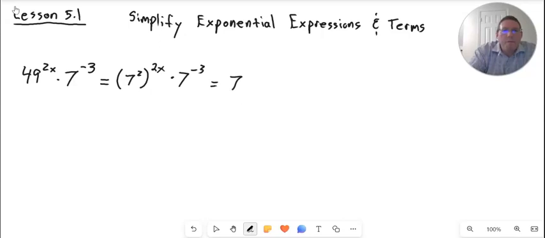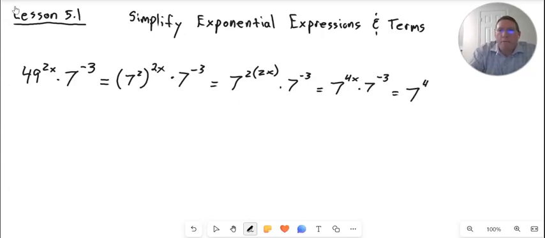So this is going to be 7 to the power of 2 times 2x times 7 to the negative 3. And that's the same thing as 7 to the power of 4x times 7 to the negative 3. And then when we simplify that, that becomes 7 to the power of 4x minus 3. And that's it, okay? All right, we're going to take this knowledge in lesson 5.2. We're going to take it just a couple steps further. And it looks like we're really learning some good stuff here with exponents.